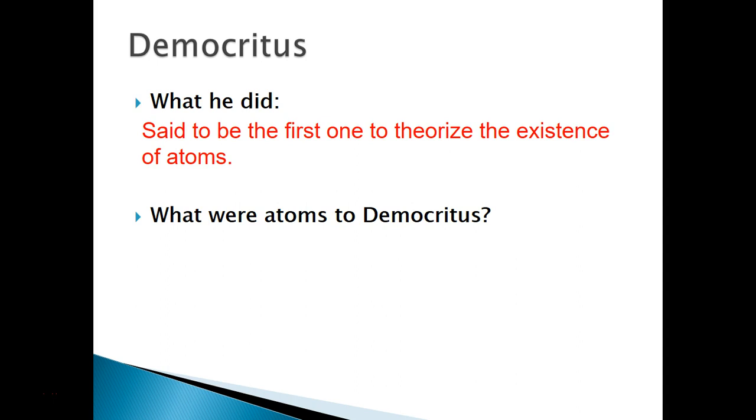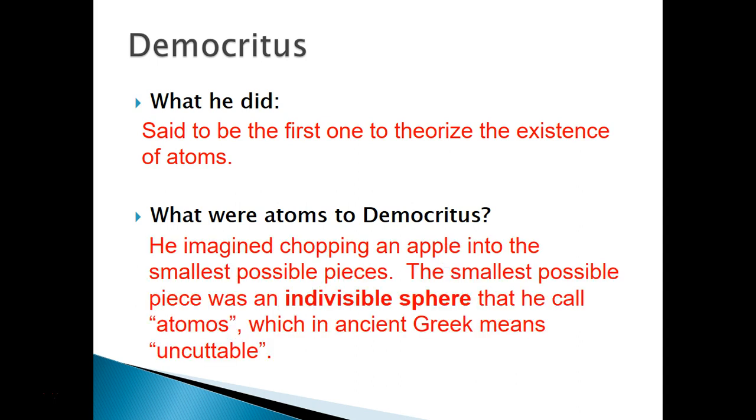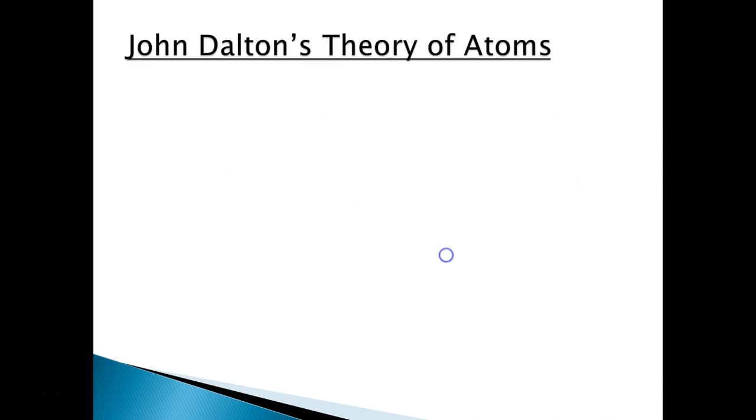So Democritus. Democritus is the first guy who figured out that matter is made up of things called atoms. Now, he came up with this idea by imagining chopping an apple. And he thought if you kept chopping the apple into smaller and smaller bits, eventually you'd get to a point where you couldn't chop anymore. He thought those smallest possible units were indivisible spheres that he called atomos. Now, atomos in ancient Greek means uncuttable.